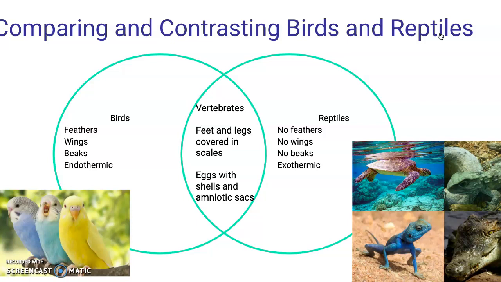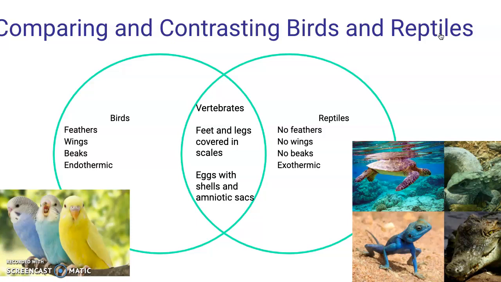So the first thing we should talk about is how they're actually pretty similar to reptiles, which we went over the past couple of weeks. The bird and the reptile are both vertebrates, which means that they have a backbone, as you should know. They have feet and legs covered in scales, and then eggs with shells, and amniotic sacs, which is basically just a sac of fluid for the baby to live in and get its food.